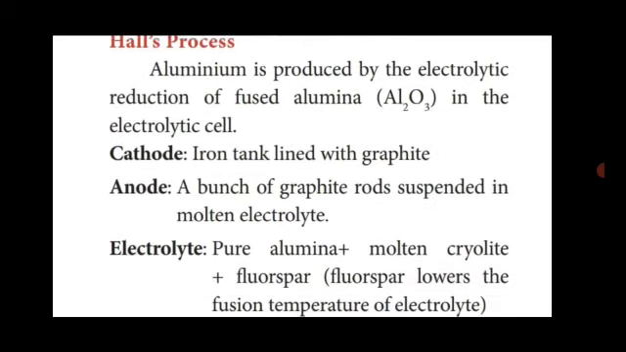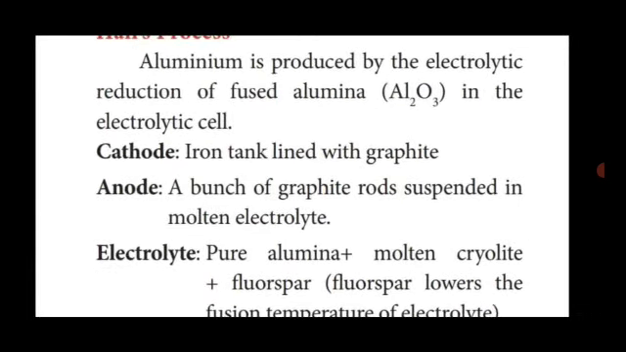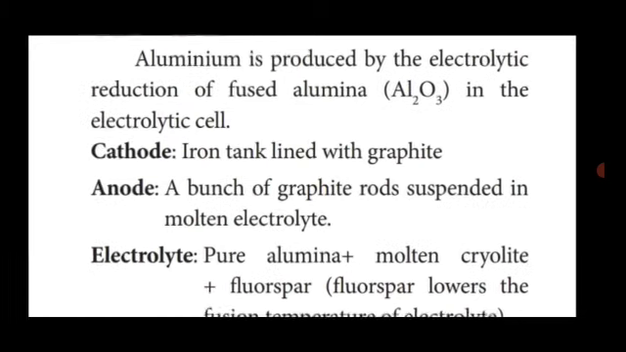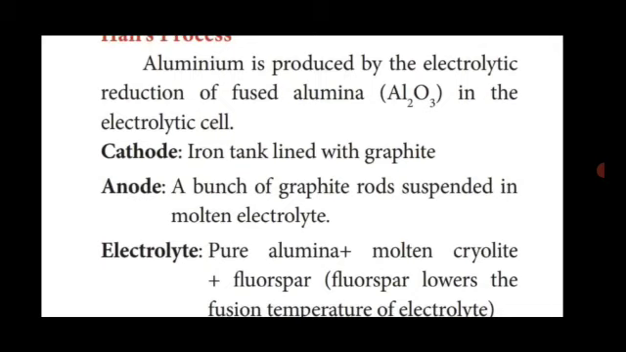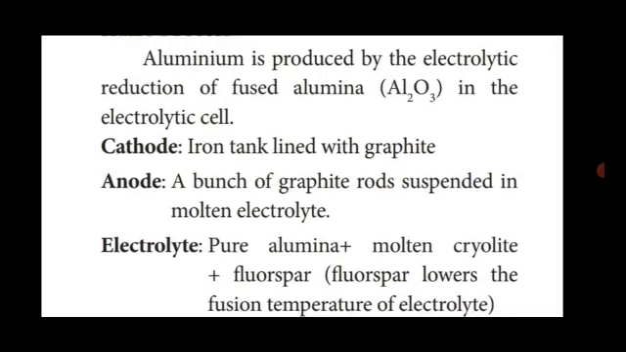Pure alumina, Al2O3, and molten cryolite and fluorspar act as the electrolyte. In this electrolyte two rods are dipped, one is the cathode, another one is the anode. The cathode acts as an iron tank lined with graphite. A bunch of graphite rods act as the anode. Pure alumina, molten cryolite and fluorspar act as the electrolyte.